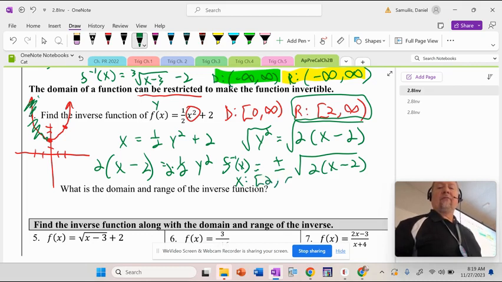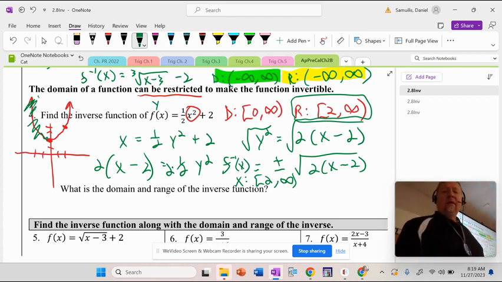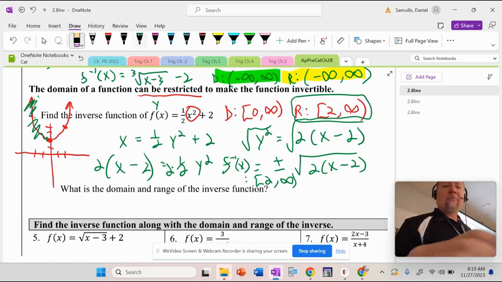Well, that actually was true no matter what, because 2 minus 2 is 0. If I plugged in anything else, then it would be an imaginary number. But it's really the range. I don't know why I put x, because x is what the domain is. And then the range is the domain of the original.